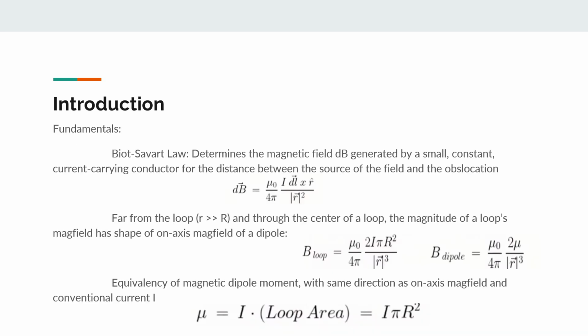Some fundamentals are the previously mentioned Biot-Savart law, which determines the magnetic field generated by a small, constant current-carrying conductor for the distance between the source of the field and the observation location, with some adjusted equations depending on if we are far from the loop and through the center of a loop, and the equivalency of the magnetic dipole moment with same direction as on-axis mag field and conventional current I.